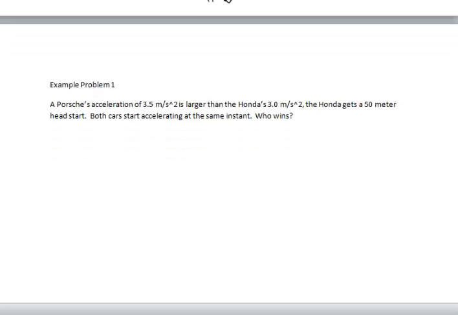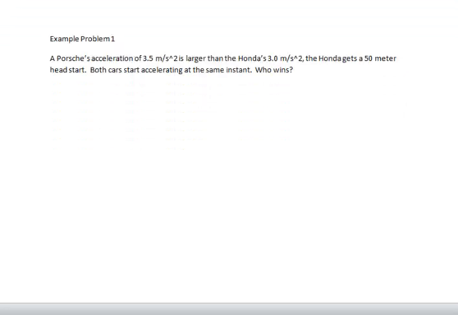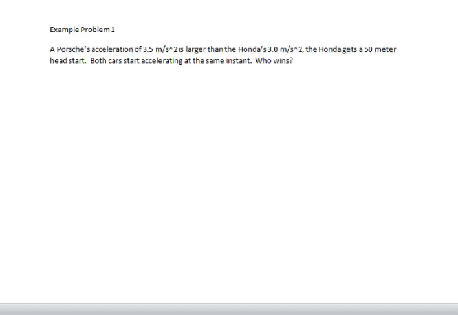Alright, we're going to do a couple example problems involving a little bit higher level kinematic problem solving than you did last year. The first one involves two vehicles. I have a Porsche with an acceleration of 3.5 meters per second squared, which is larger than the Honda's 3.0 meters per second squared acceleration. The Honda gets a 50-meter head start. Both cars start accelerating at the same instant.